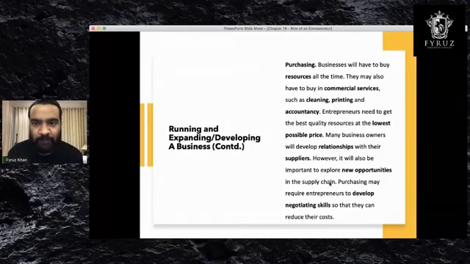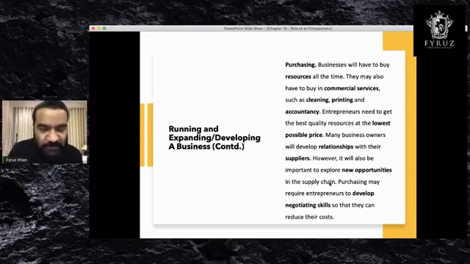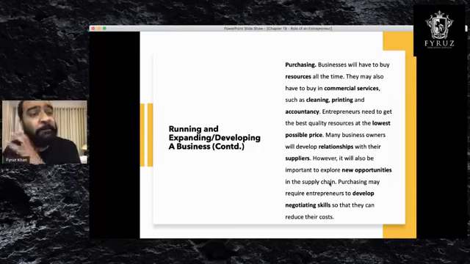Purchasing. Now, as a business, you have to buy resources all the time. Since we're talking about a small bag retail store, they always need to buy stocks from the suppliers. They need to buy different resources. It can be cleaning materials, printing materials, envelopes, stationery, computers. And you look at the lowest possible price.